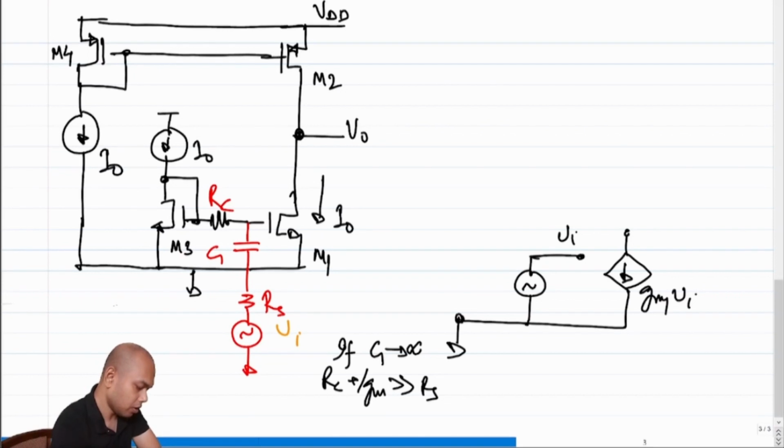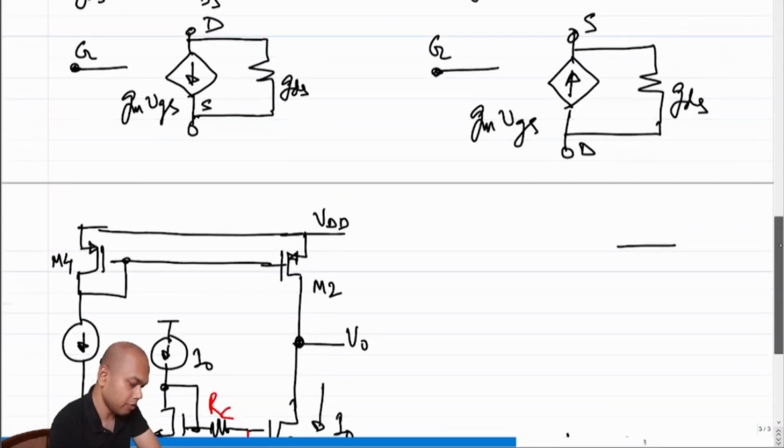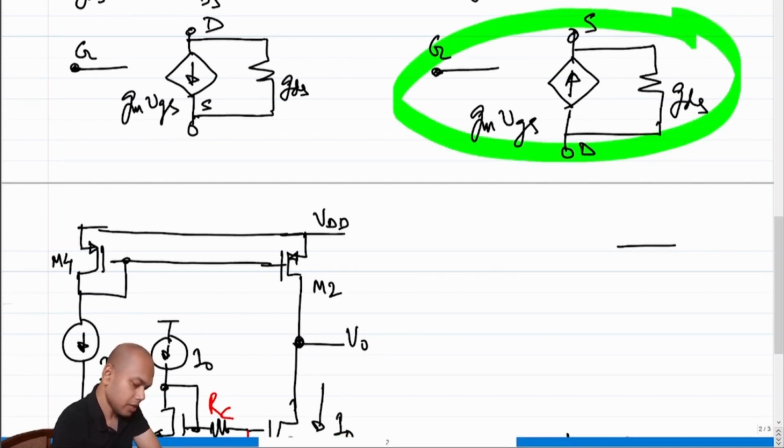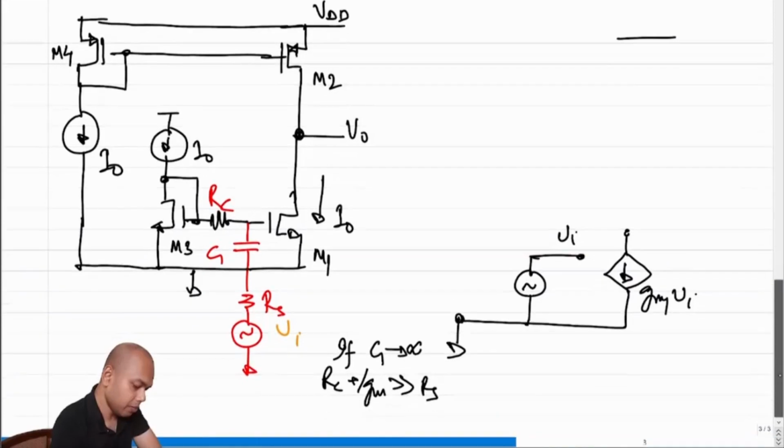So let's go on the top and concentrate on what's going to happen with M2. So what will you do? We'll replace the incremental equivalent of a PMOS. What is the incremental equivalent of a PMOS? Right? Incremental equivalent structure of a PMOS is this guy. Okay. So we'll basically replace that. So let's do that.